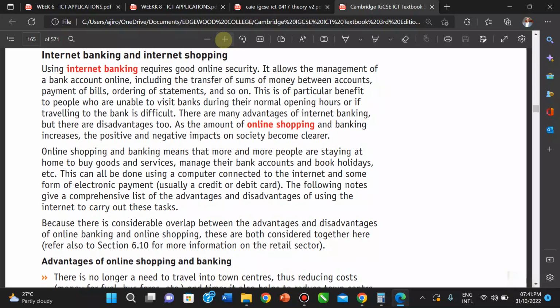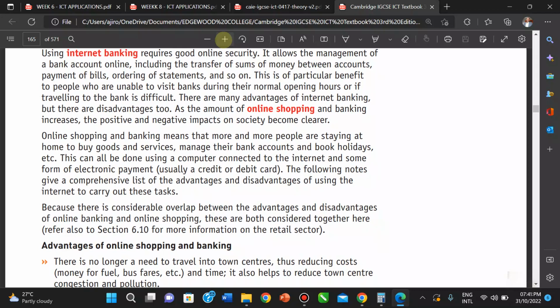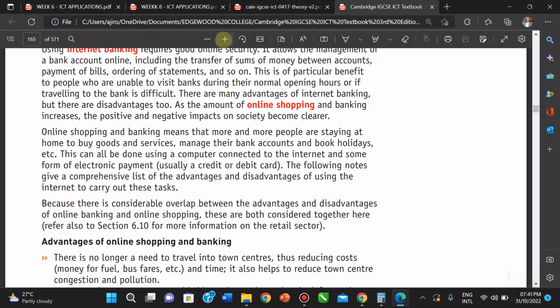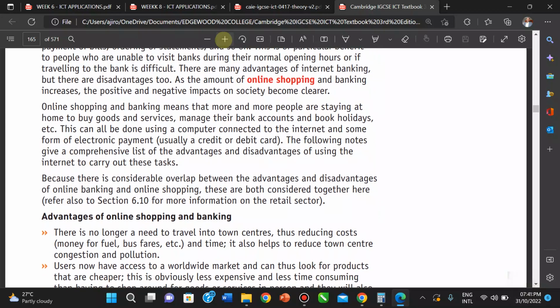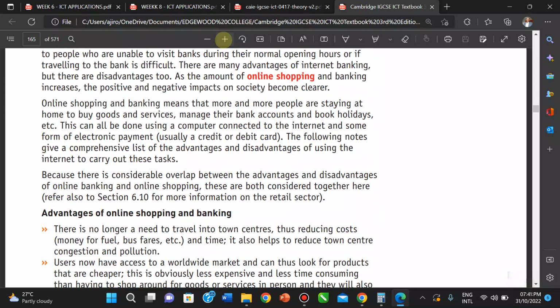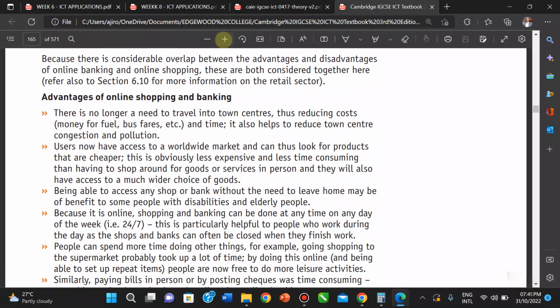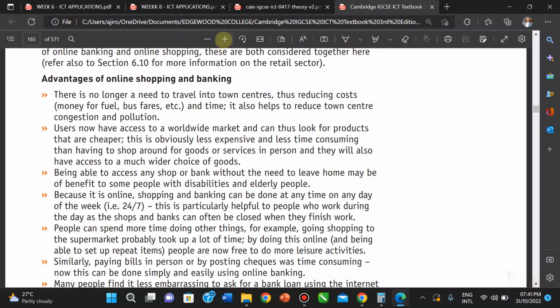So there are so many advantages of internet banking, and disadvantages too. But when it comes to online shopping, there are positive and negative effects. We have to look at it. Online shopping and banking means that more people can stay at home to buy goods and services. You can manage your bank account, book holidays, book flights, and just have the best of time with that. Now, what are the advantages? There is no need to travel into towns, and that reduces cost and time. There is also the stress of going out, entering traffic and the likes of that.